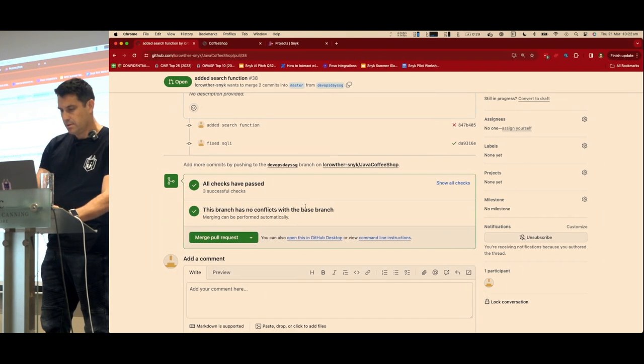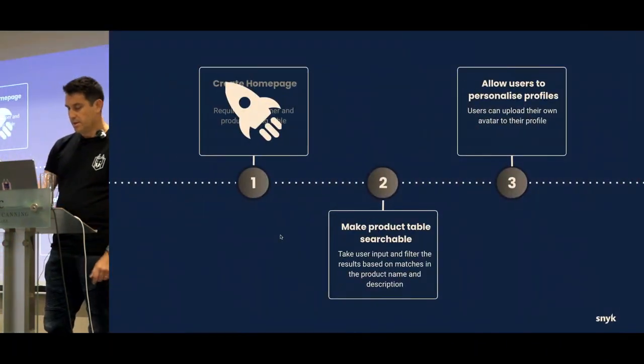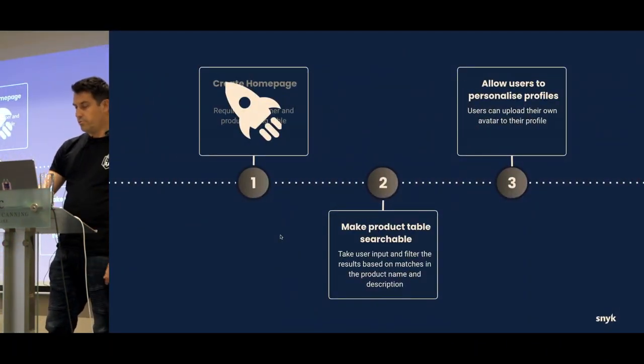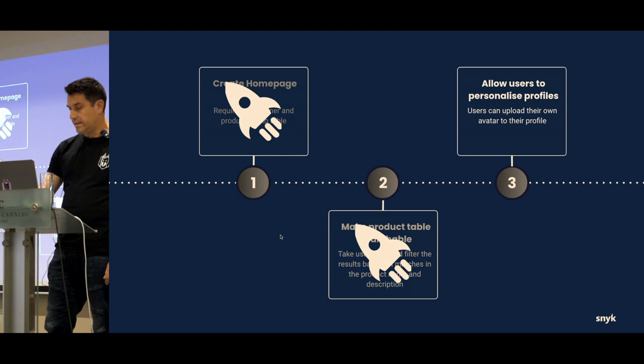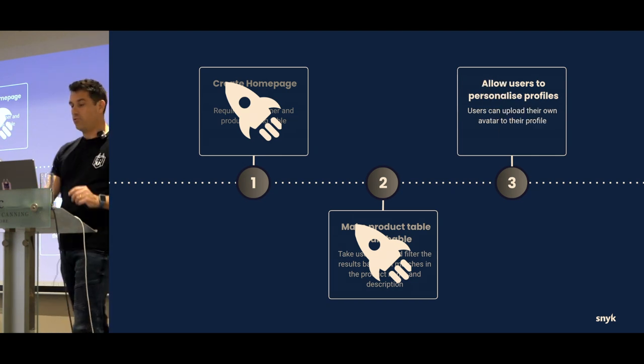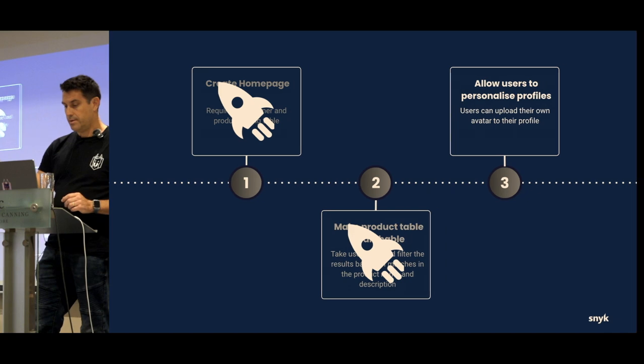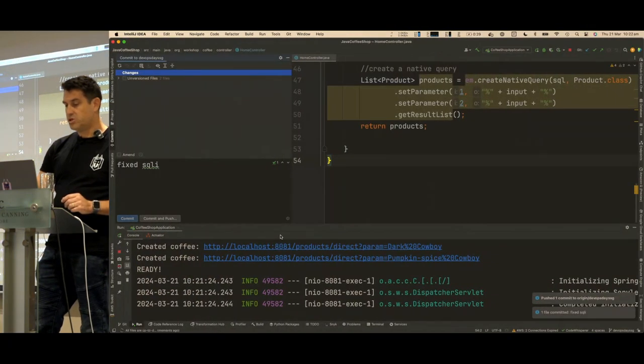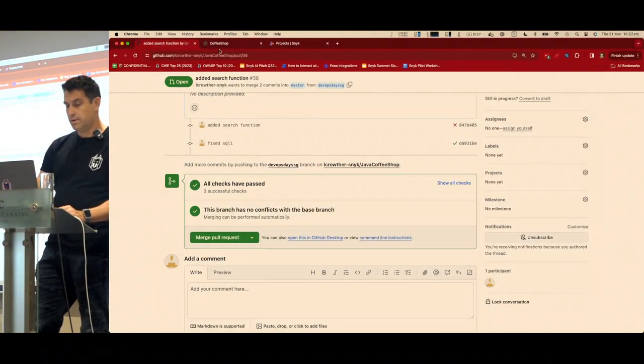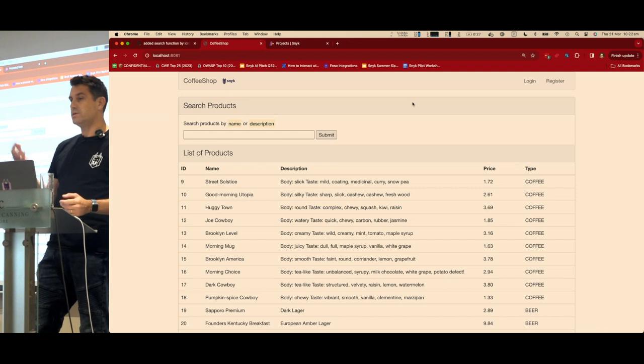Amazing. So let's come back to the slides here. So we made the product table searchable with user input, and shipped it. Let's now, too early. Let's look at another type of vulnerability and add a feature to upload my own avatar, my own picture to my profile.